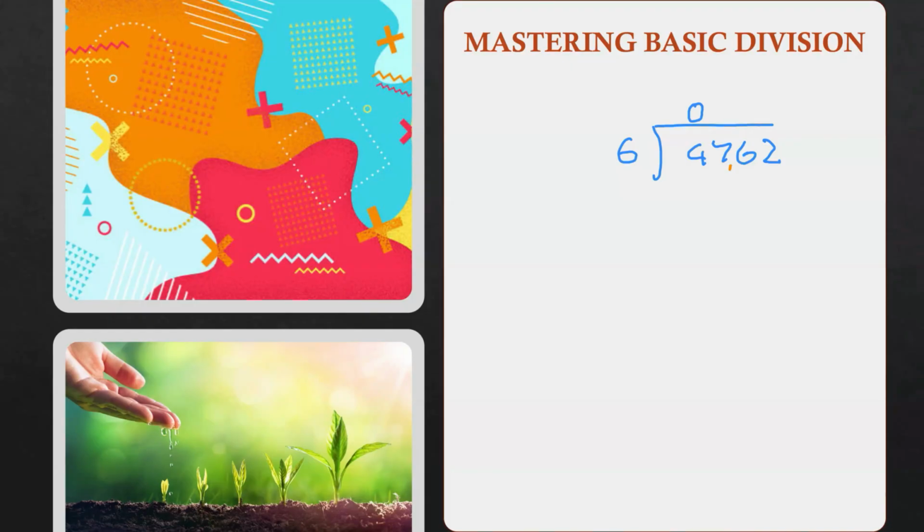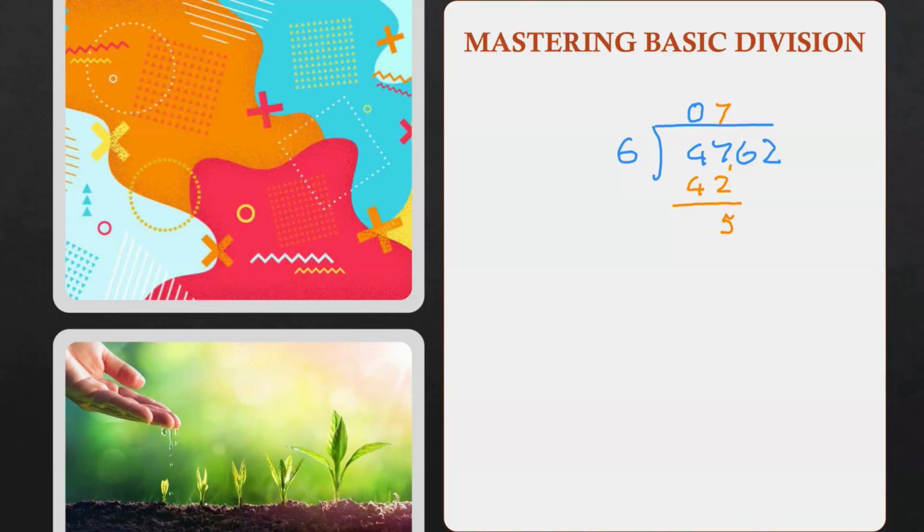Now 6 goes into 47. What do you get? 6 times 6, 36, too small. 7 times 6, 42, so that is closest. So here you have the 7, and the 7 has to go right on top of the 7, there, in the second place. Now 7 times 6 is 42, so we write 42 and subtract, and we have a 5. Now look carefully. The remainder 5 has to be smaller than 6, and that is right. If you get a number larger than 6, then it's not right.